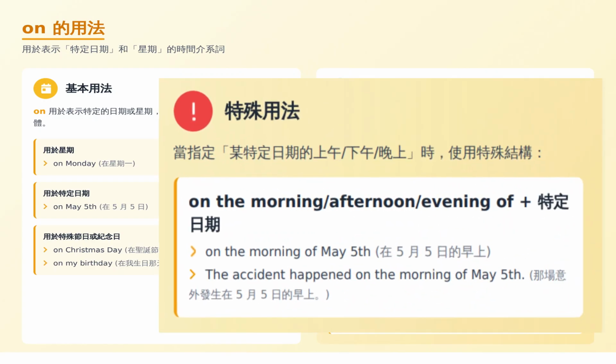Special usage. When specifying the morning or afternoon or evening of a specific date, use a special construction. On the morning or afternoon or evening of plus a specific date. For example, on the morning of May 5th. The accident happened on the morning of May 5th.